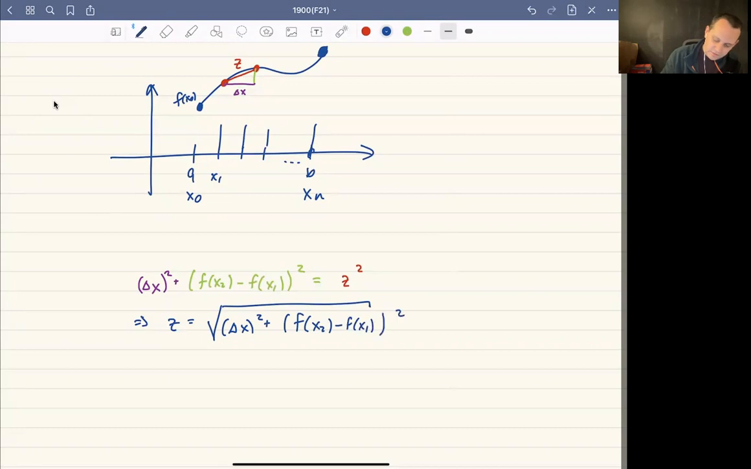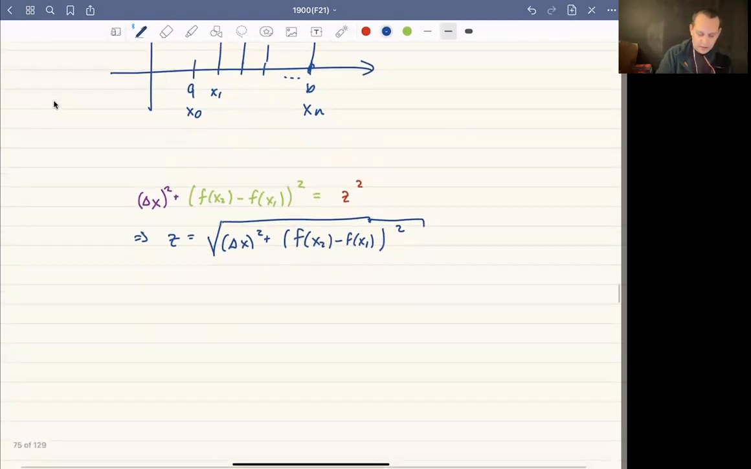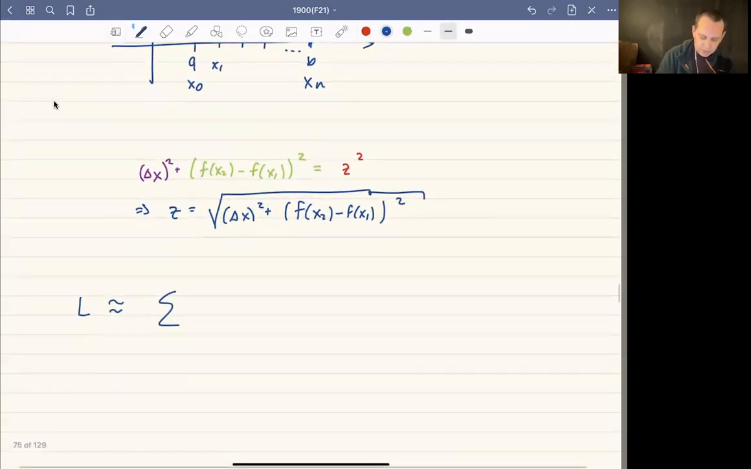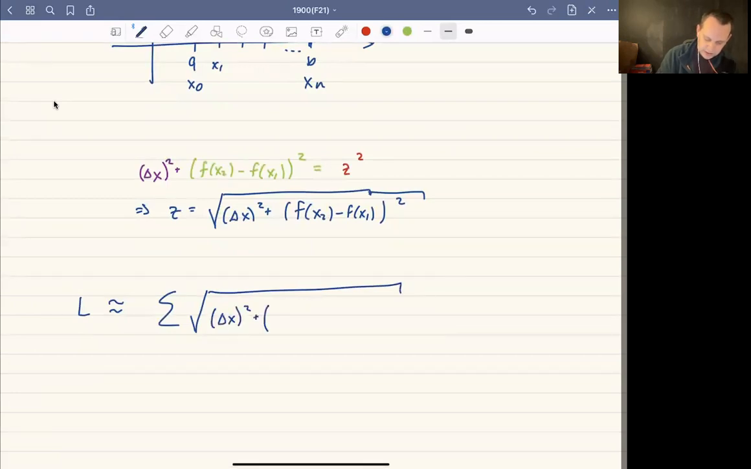And we're going to do that for each subinterval, x0 to x1, x1 to x2, x2 to x3, all the way up. And so our arc length, which I'm going to call L, is going to be approximately equal to the following sum: the sum of the square root of delta x squared plus f of x sub i minus f of x sub i minus 1, squared. I just want to be a little careful with the indices here. And we're going to add up all these values from 1 to n.